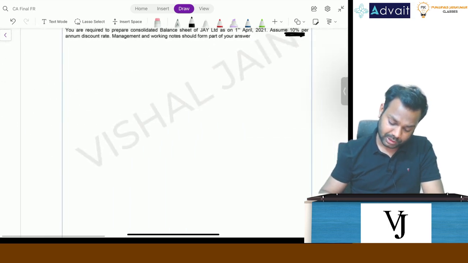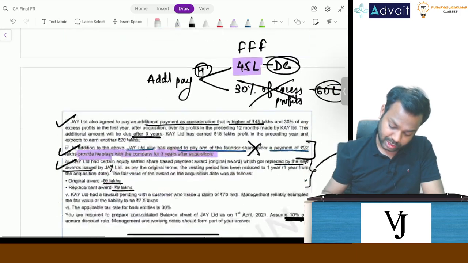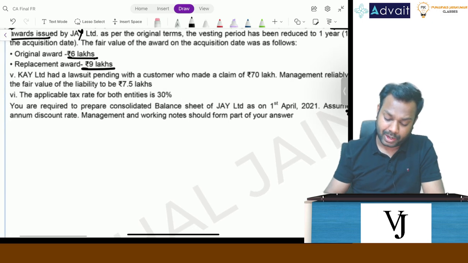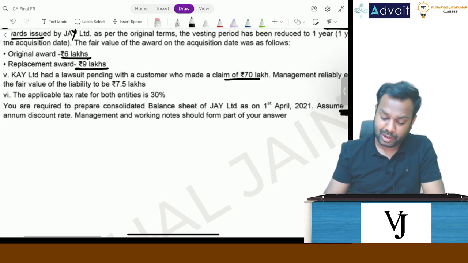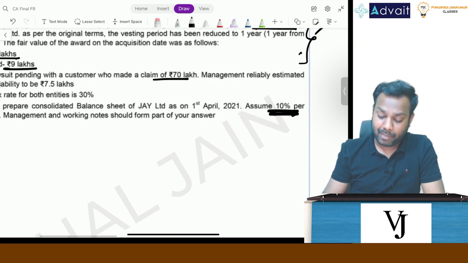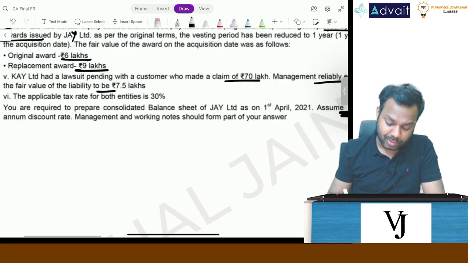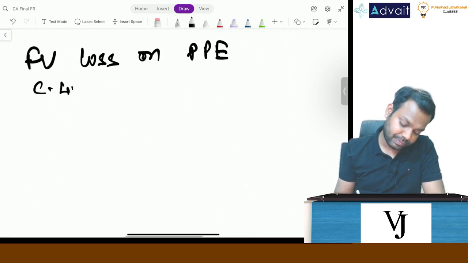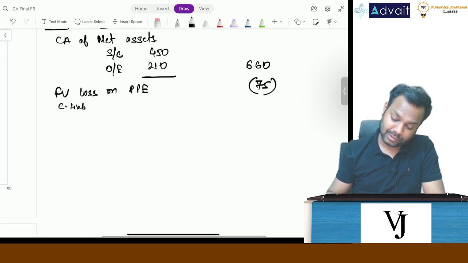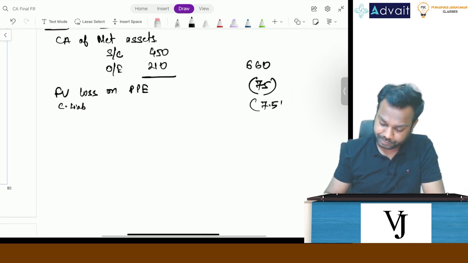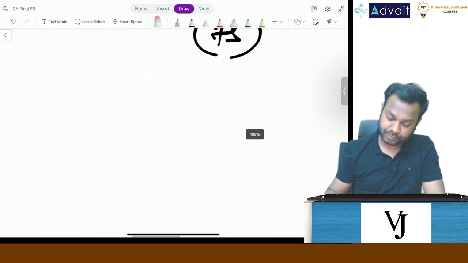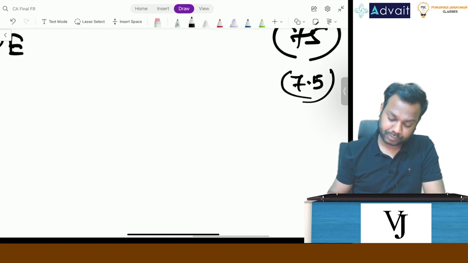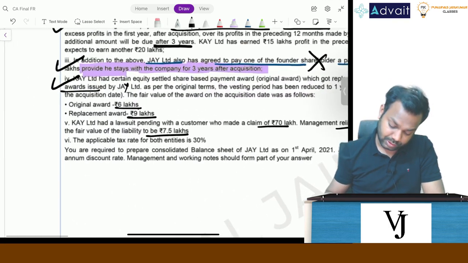Now further, this is also sorted. K Limited has a lawsuit pending with a customer who made a claim of 70 lakhs, meaning a contingent liability. Management reliably estimated the fair value of the liability to be 7.5 lakhs. So I have to record this contingent liability also, 7.5 lakhs.